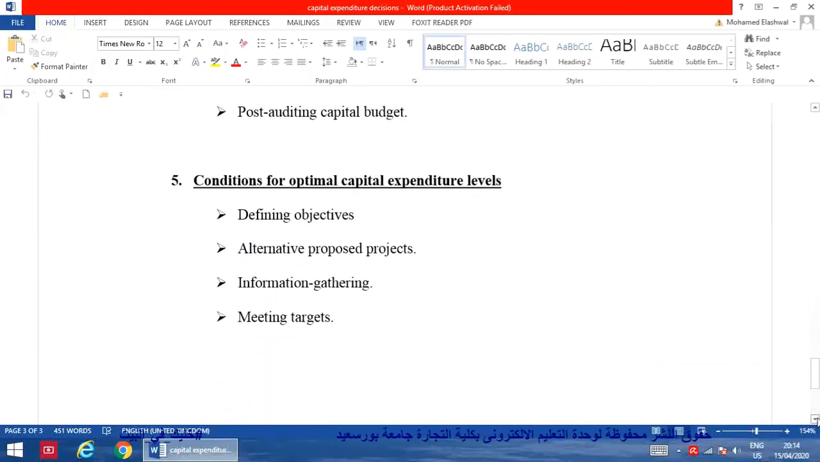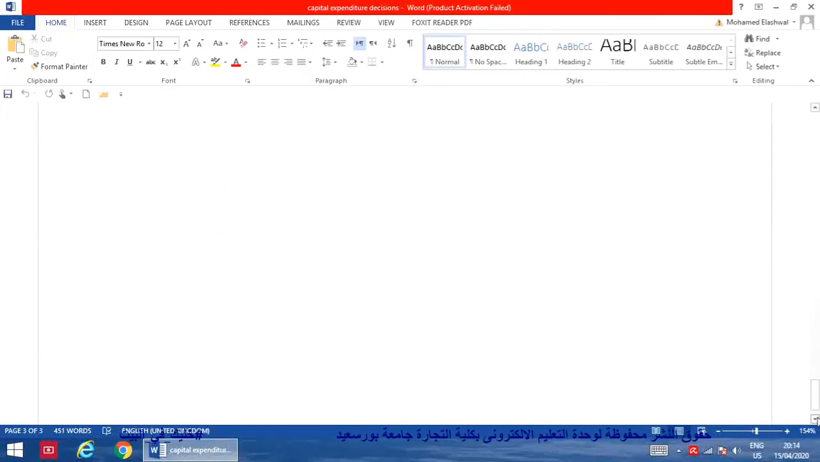The last point here is the conditions for optimal capital expenditure levels. We have four conditions: defining objectives, alternative proposed projects, information gathering, and meeting targets.